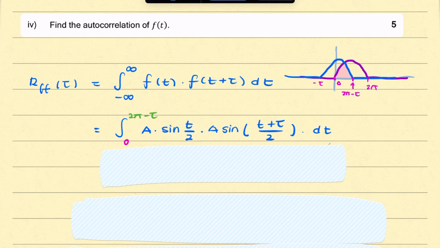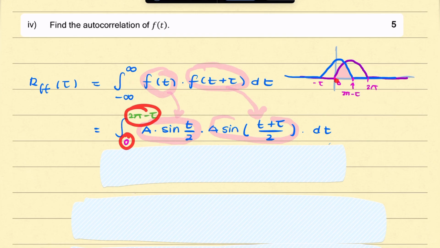So I'll just replace my f of t with what I know f of t looks like, and I'll do it again, but this time I'll add the shift to my independent variable t, and I'll change the limits. Instead of minus infinity to infinity, I'm integrating from 0 to 2 pi minus tau.